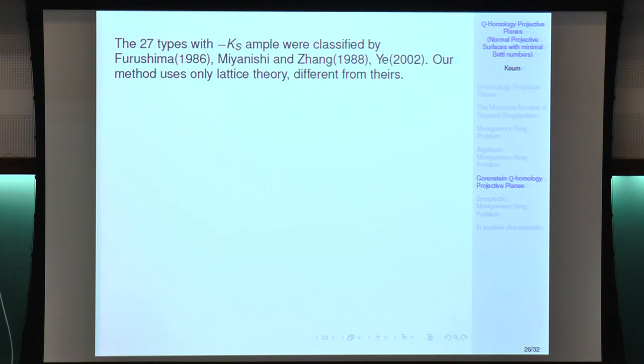And finally, this was already classified, but Ye also gave another proof. Ye was a student of Zhang. But they play with this ruled surface. They blow up and blow down and so on. But our method uses only lattice theory. So these 27 possible lattices are the only possibilities which can be embedded into a unimodular lattice of codimension 1. This is our result.